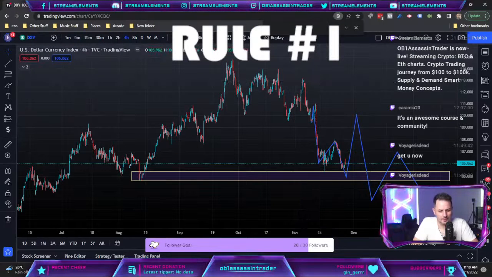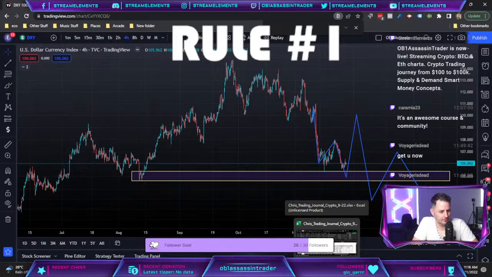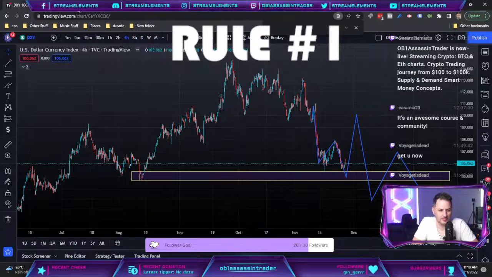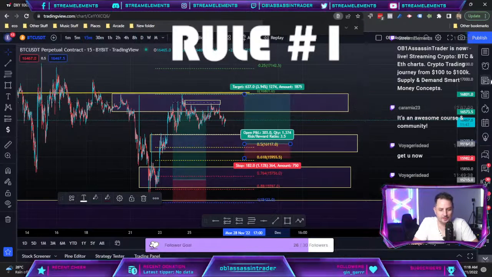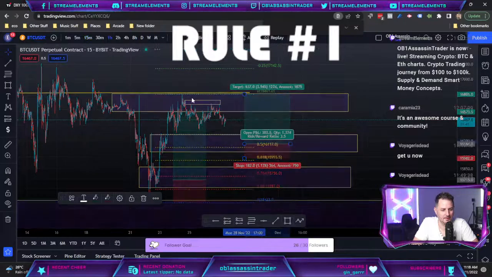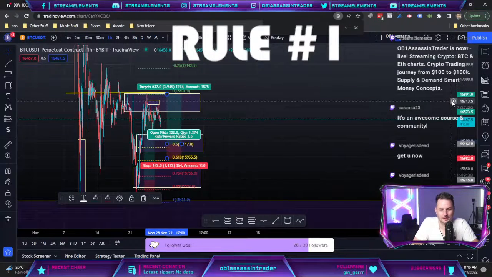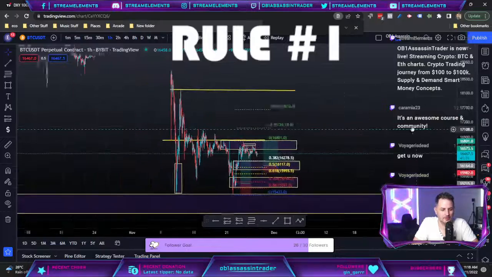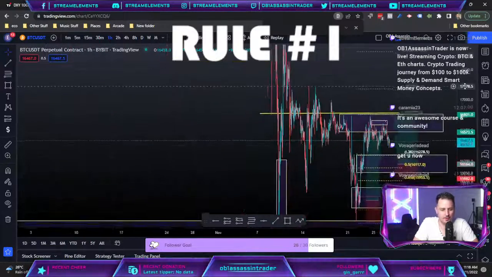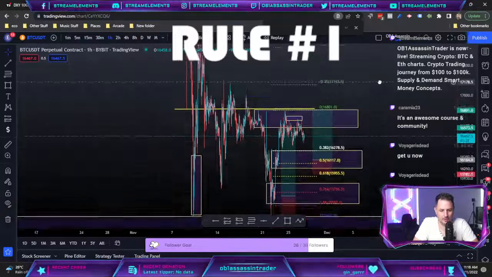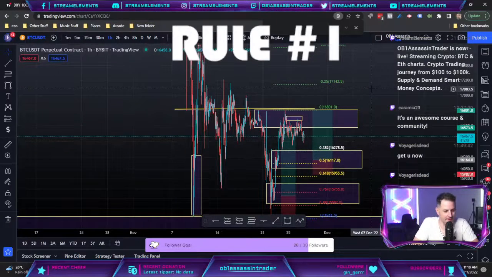Rule number 1: shorts at premium prices, longs at discounted prices. So what I like to do with my charts is I draw a line down the very middle of my chart, separating the top premium prices from the bottom discounted prices. When we're at the bottom, we're looking for longs. When we're above, in the top zone, we're looking for shorts.